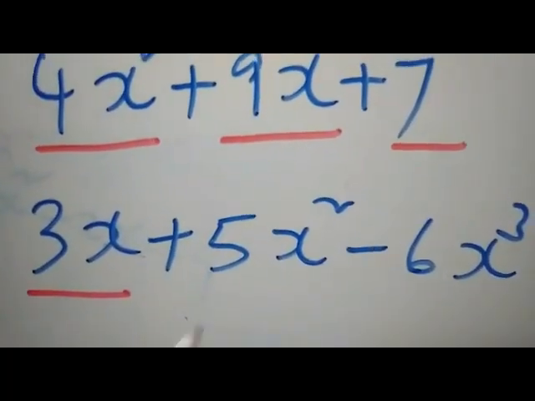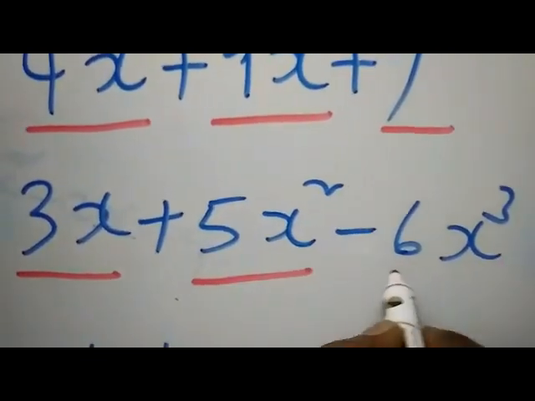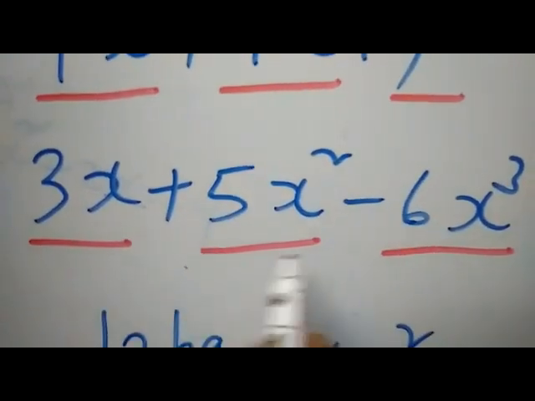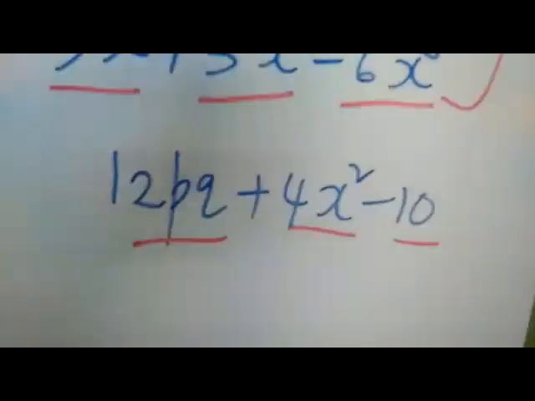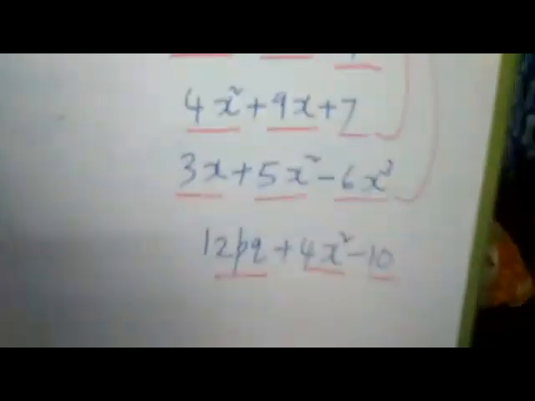Next, 3x and 5x square and minus 6x cube. 3 separate terms. That's why it is a trinomial. Now coming to here, 12p cube is one term, 4x square is one term, 10 is one term. That's why it is also a trinomial. These are the examples of trinomial.